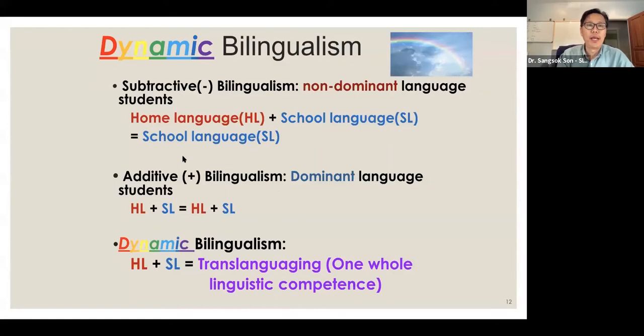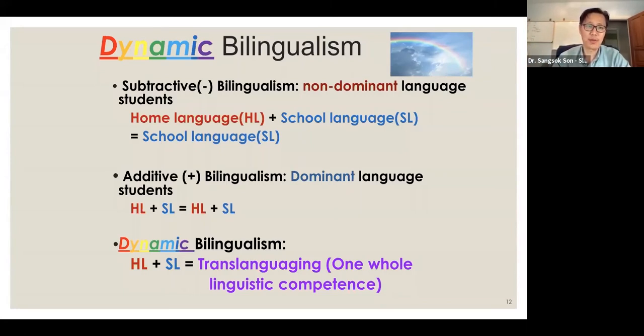Now let me talk about bilingual dynamic multilingualism. You may already know that subtractive bilingualism is when most non-dominant language students enter school, their language dies, and when they graduate only the school language survives. Additive bilingualism is mostly the case for dominant language students. When they enter school, they learn the second school language, and they speak home language and school language separately, but those two languages exist together.